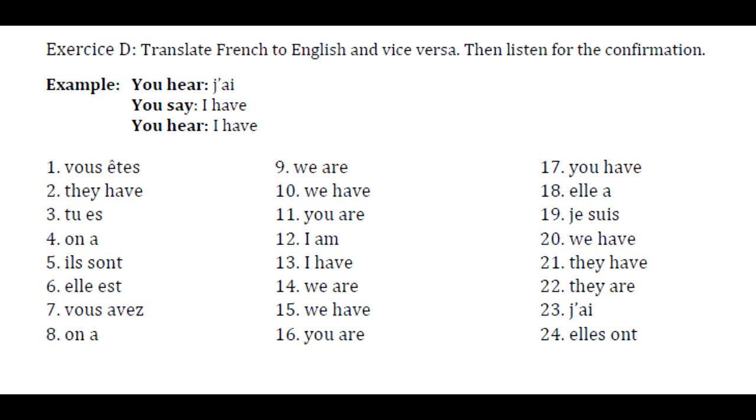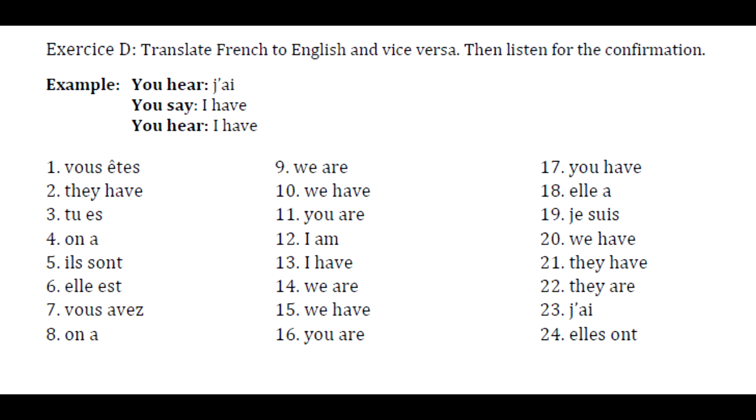12, I am, je suis. 13, I have, j'ai. 14, we are, on est or nous sommes. 15, we have, on a or nous avons. 16, you are, tu es or vous êtes. 17, you have, tu as or vous avez. 18, elle a, she has. 19, je suis, I am. 20, we have, on a or nous avons.